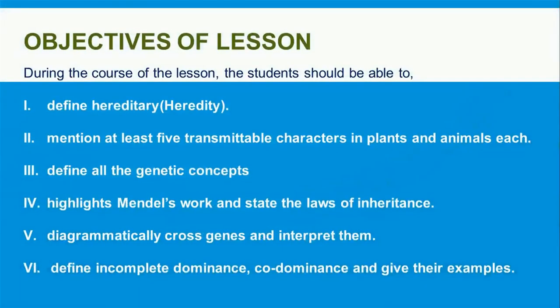Objectives of the lesson. During the course of the lesson, the student should be able to: 1. Define heredity. 2. Mention at least 5 transmittable characters in plants and animals each. 3. Define all the genetic concepts mentioned here and even more. 4. Highlight Mendel's work and state the laws of inheritance. 5. Diagrammatically cross genes and interpret them. And 6. Define incomplete dominance and codominance, and give their examples.